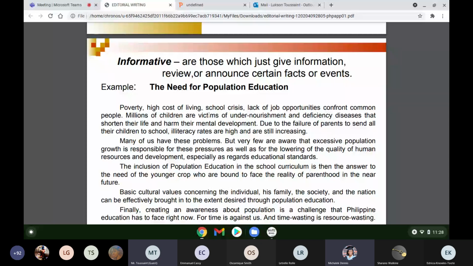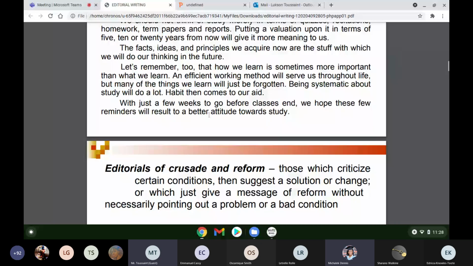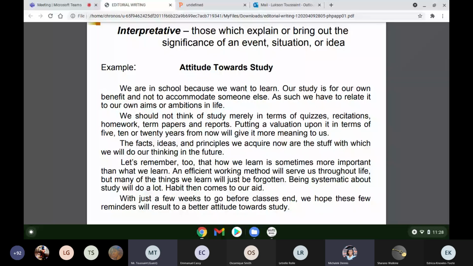So you want to look at another one, which is interpretive. Interpretive editorials are those which explain or bring out the significance of an event, situation, or idea.